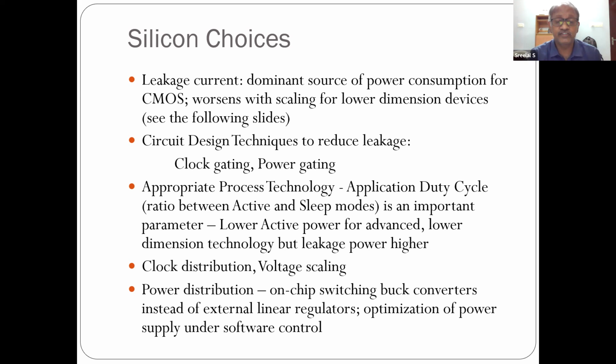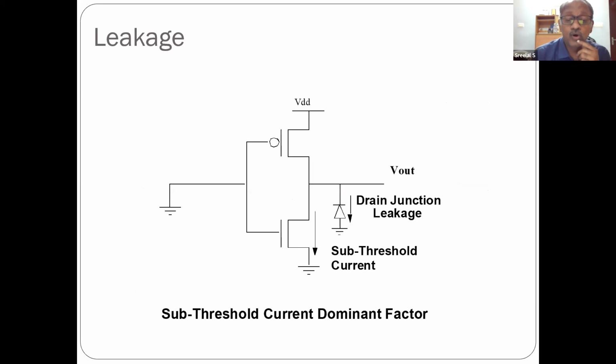So circuit techniques to reduce leakage are clock gating and power gating. It can be done by using appropriate process technology, that is application of a duty cycle for active power and standby power, then appropriate clock distribution, voltage scaling, and then by proper power distribution on the system as well as the chip. So here are the leakage factors.